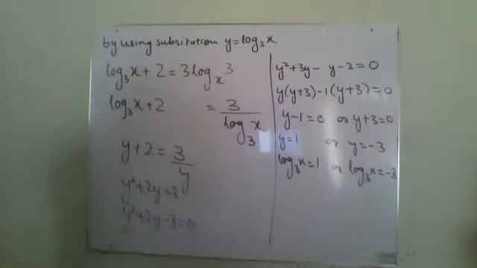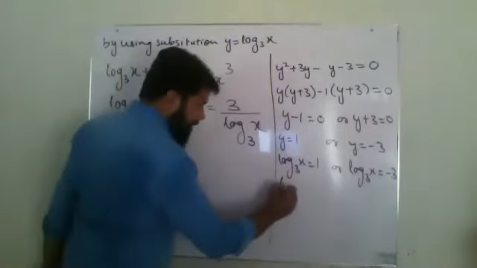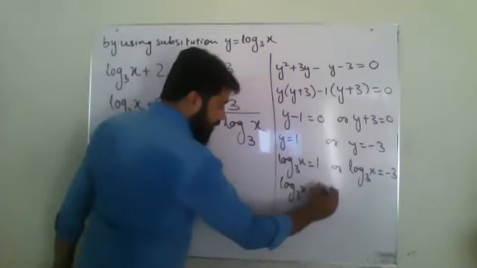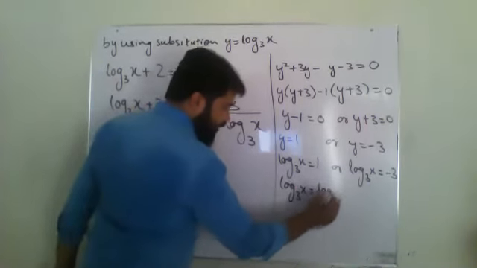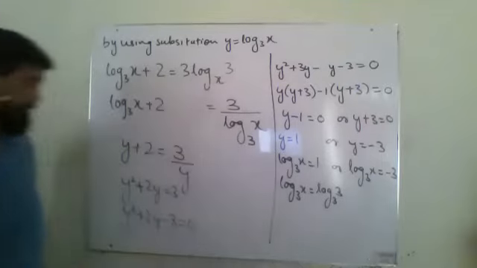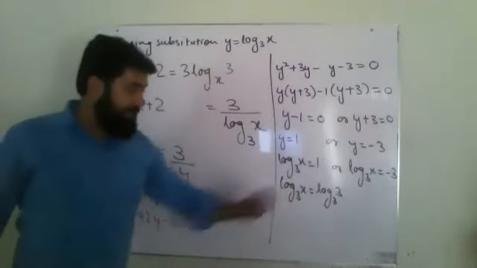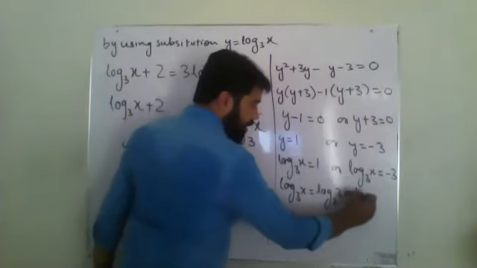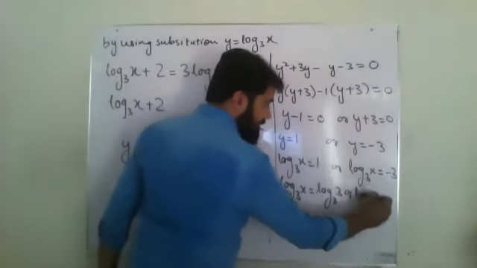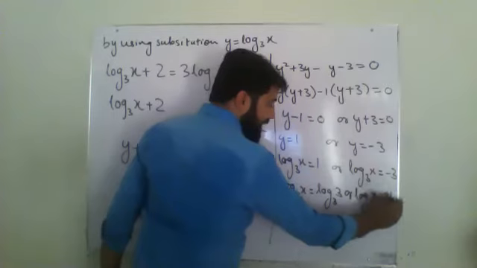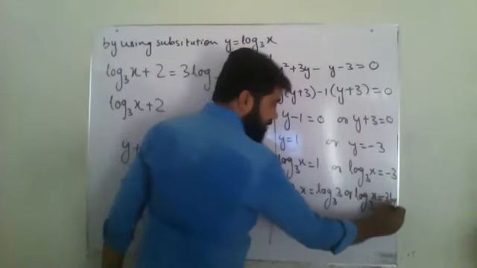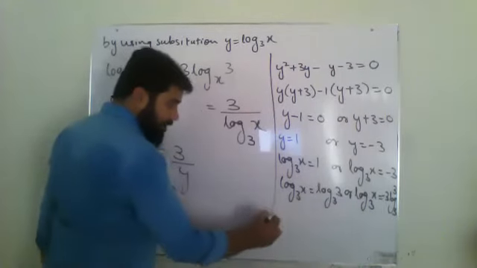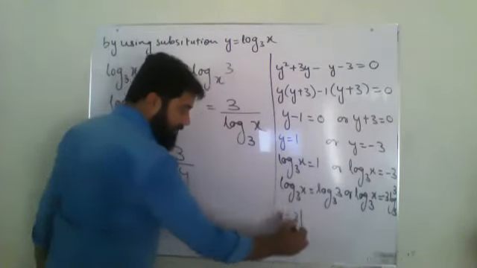Right? After this, log 3x equals to log 3 to the power 3. In place of 1, I have written it in this way. And for this one, log 3x equals to minus 3 log 3 and 3. This log and log will be cancelled. This will become x equals to 3.